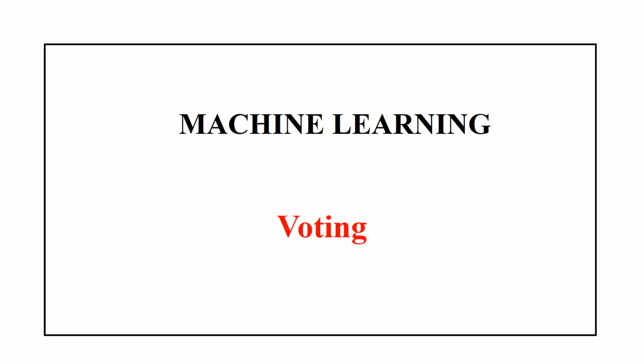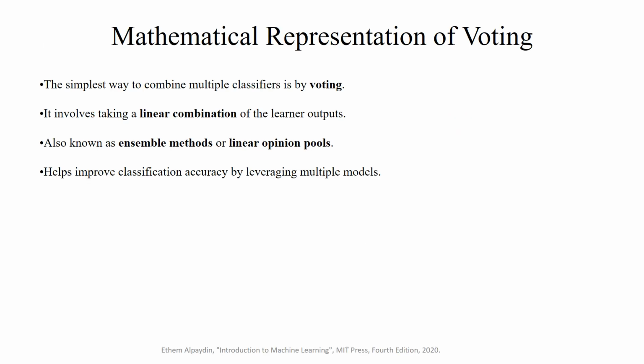Hello everyone. In this video, we will be discussing voting. Mathematical representation of voting. It is the simplest way to combine multiple classifiers. It involves taking a linear combination of the learner outputs. It's also known as ensemble methods or linear opinion pools. It helps to improve the classification accuracy by leveraging multiple models.